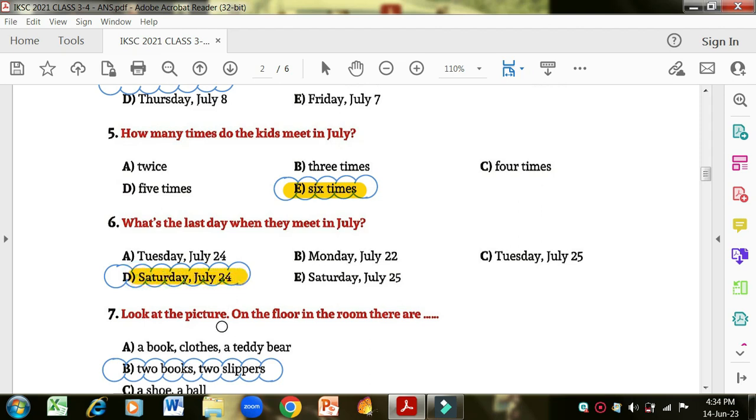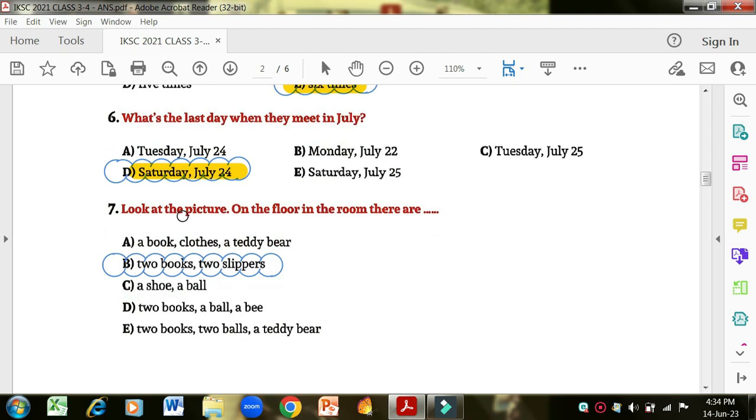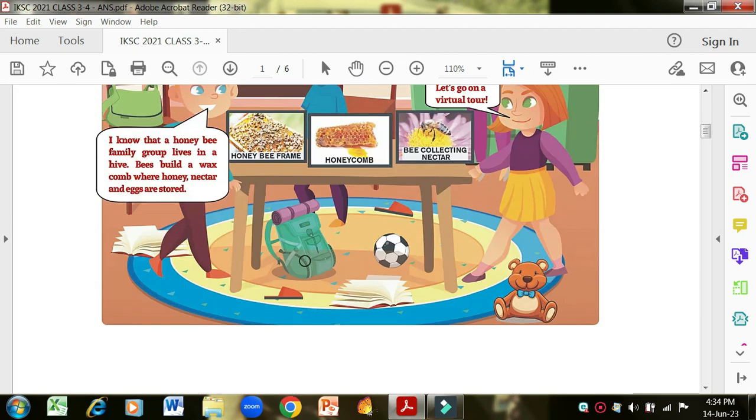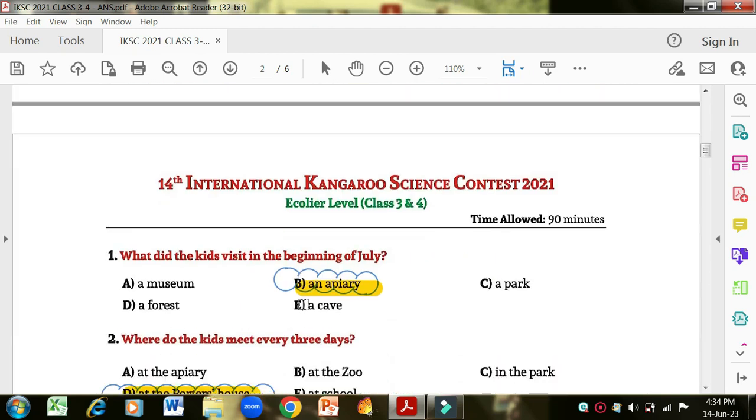Saturday, July 24th is the answer. Look at the picture on the floor in the room. There are a book, clothes, a teddy bear, two books, two slippers, a shoe, a ball, two books, a ball, a bee, two books, two balls, a teddy bear. The best answer that goes with the picture is two books and two slippers. Here you can see that there are two books on the floor and there are two slippers over here. Okay, so this is the correct answer.